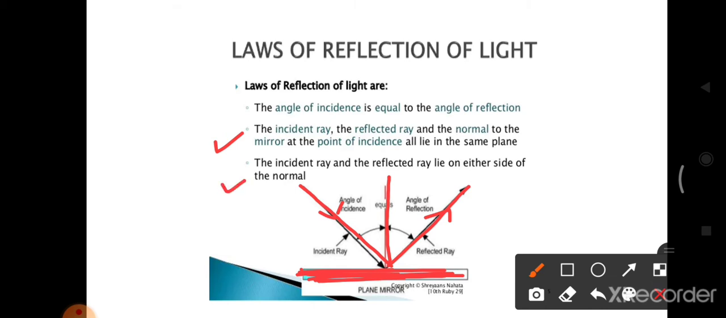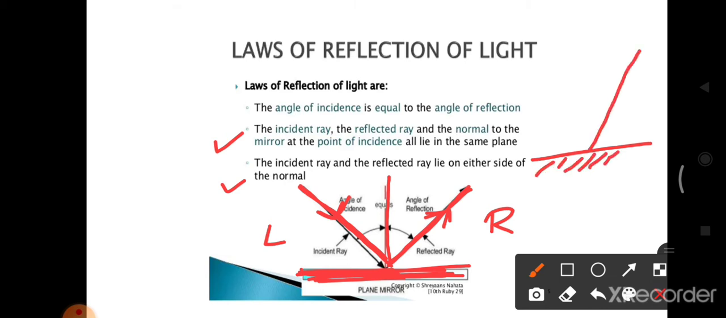The third one: the incident ray and the reflected ray lie on either side of the normal. Here, this is left and this is right. The incident ray is on the left side and the reflected ray is on the right side. Maybe the light falls on the right side, then this is the incident ray and this is the reflected ray. So the incident ray and reflected ray lie on either side of the normal.